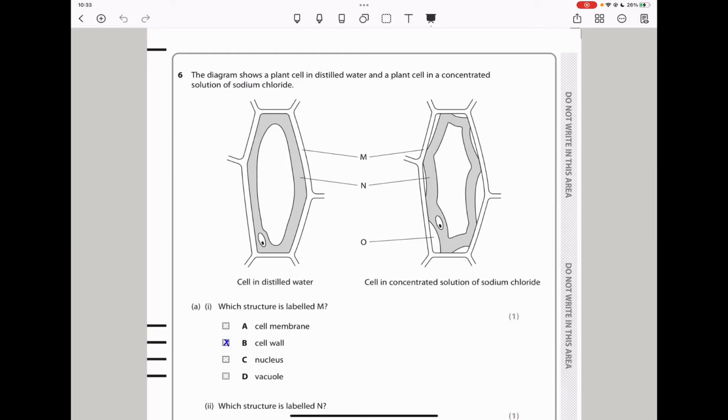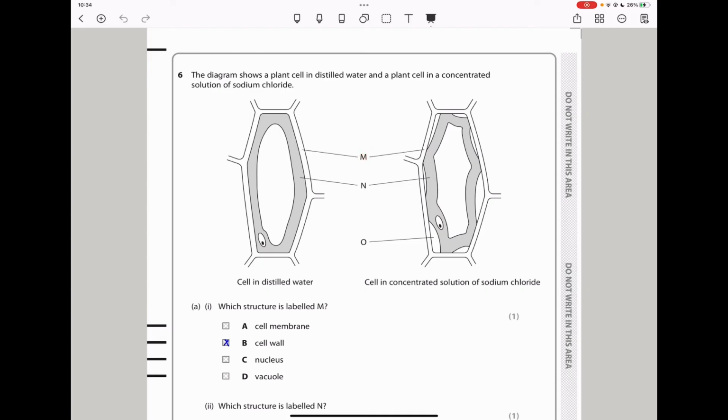Question 6. The diagram shows a plant cell in distilled water and a plant cell in a concentrated solution of sodium chloride. So this one here is in distilled water. We can see it's turgid. However, this one here is in a concentrated solution of sodium chloride, so we can see the cytoplasm is pulling away closer inside. So the first question they asked us is, which structure is labeled M?